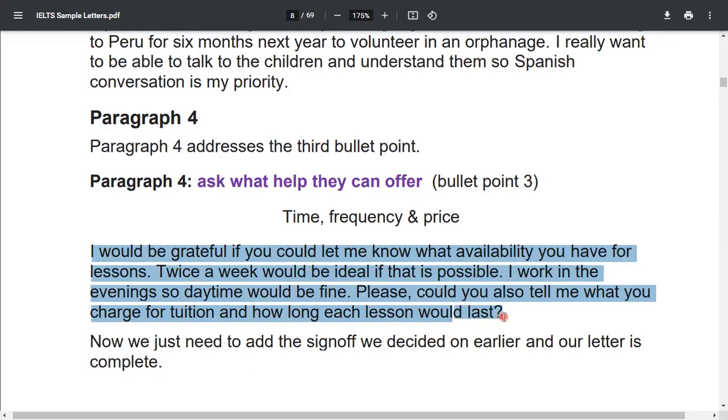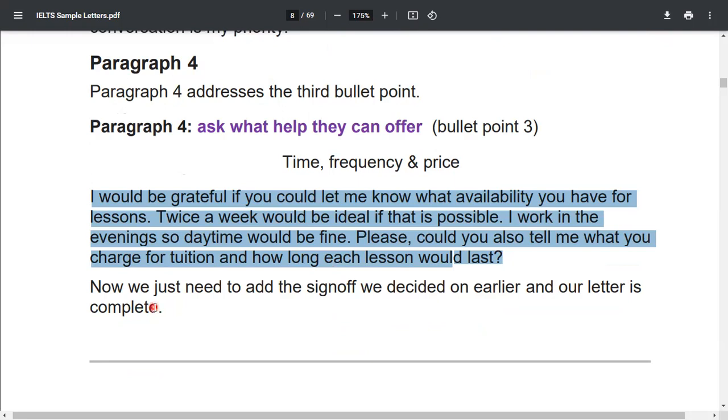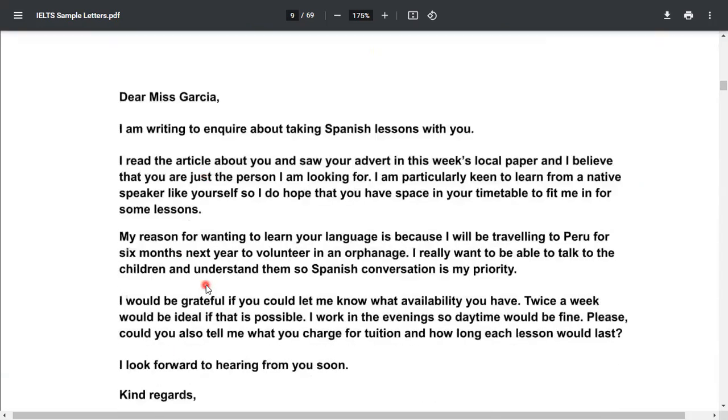So you can pose questions, okay? Because you need to ask what help they can offer, so you can actually use questions in your paragraphs. It's fine, it's still a letter. So now we just need to add the sign off we decided on earlier, and our letter is complete, okay? So that's the finished letter again. So let's read it together.